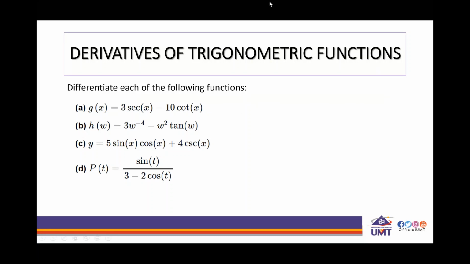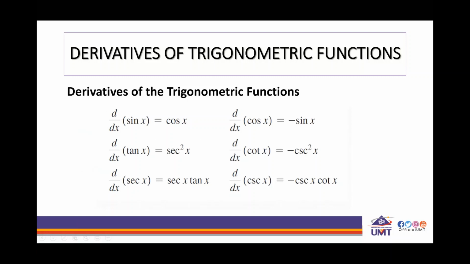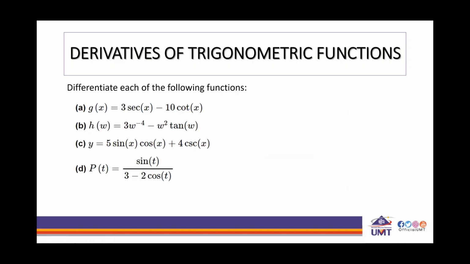how to differentiate g(x) is equals to 3 secant x minus 10 cot x. How to do it? Okay, this one is not a limit. So you can just straight away derive or differentiate it using the formula that I gave you in this page. If it is not enough, you can try to find it from the textbook, from Google. You can use it.